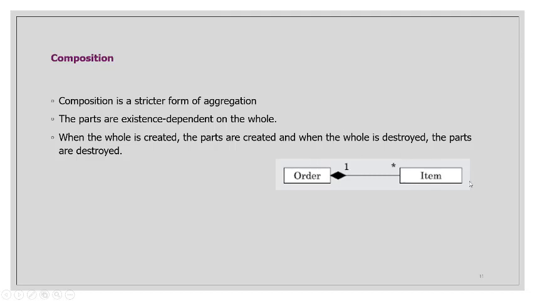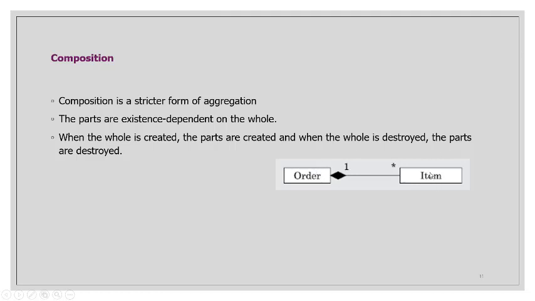So that is the whole existence dependent: the items are existence dependent on the order. If order is present, then item is present. If order is not present, then item is not present. So that is why it is called existence dependent. In this case, as soon as the order object is created, all the order items in it are created, and as soon as the order object is destroyed, all order items are destroyed. That is, the life of the order items is the same as the aggregator orders. If there is an order, then there are items. If there is no order, then there is no item.